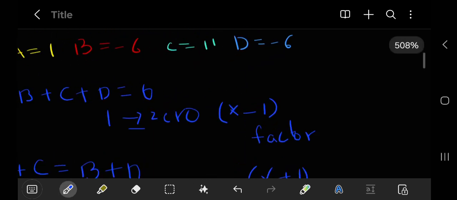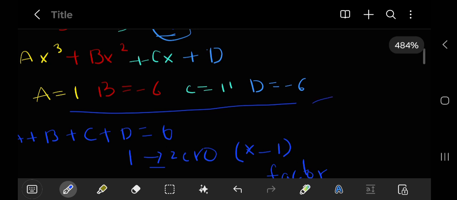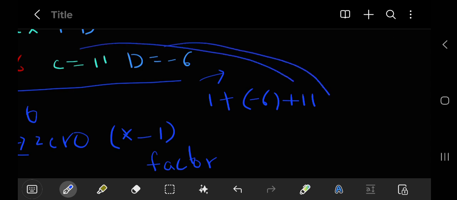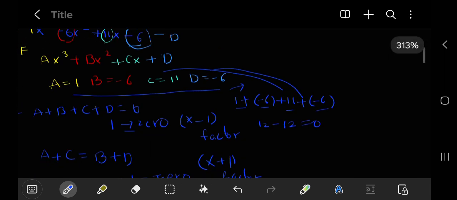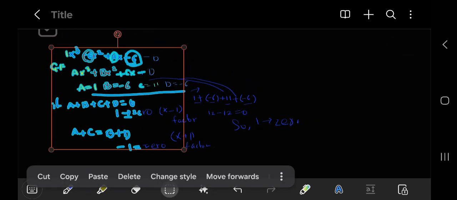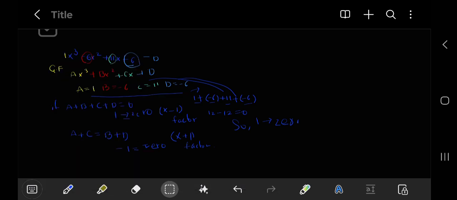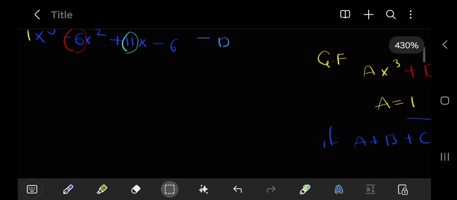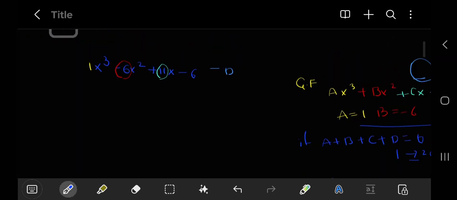Now here, let's find out the sum of the coefficients. 1 plus of minus 6 plus 11 plus of minus 6. 1 plus 11 is 12, minus 6 plus minus 6 is minus 12, which is 0. Cool. So it satisfies my first property, that the sum of all the coefficients is equal to 0. Let's now use synthetic division to carry out the total factorization.